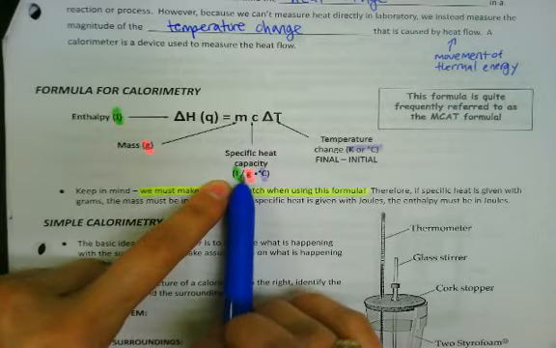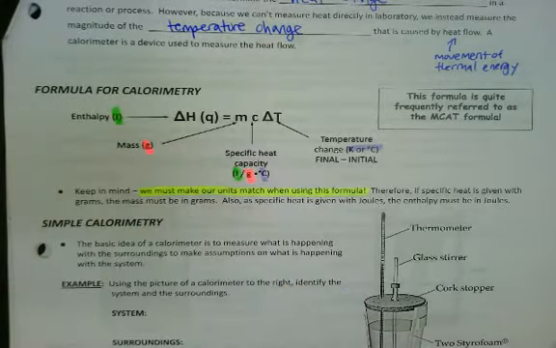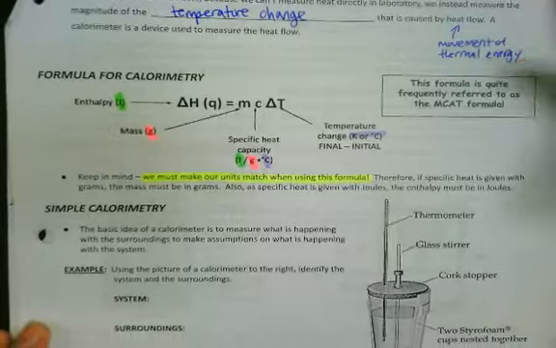If we're using specific heat in joules per gram times degrees Celsius, we're going to get our enthalpy spit out to us in joules. And so if it's asking you for something in kilojoules, you might have to convert there as well. Just things to keep in mind.